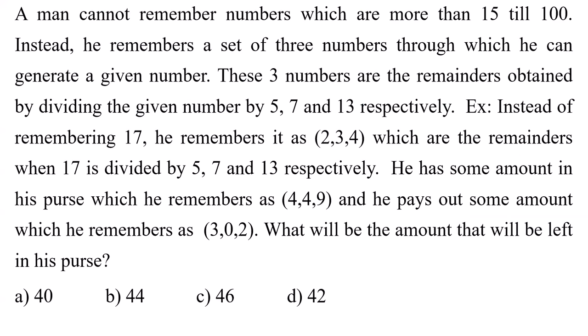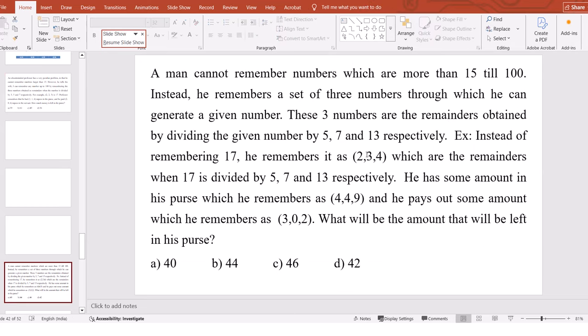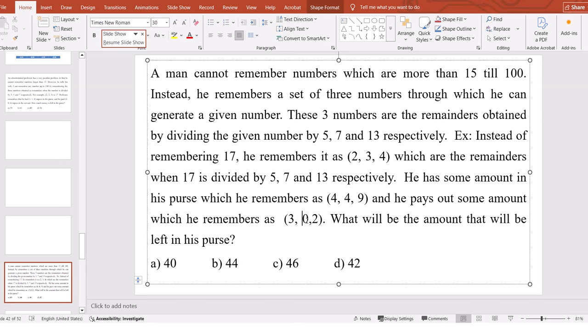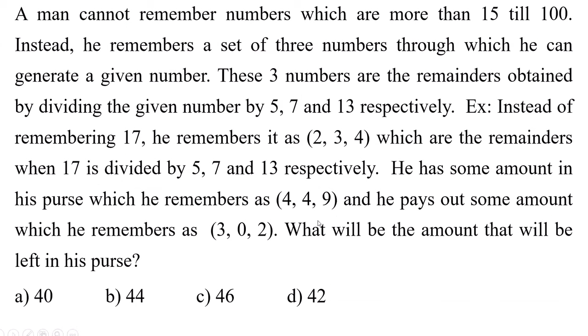Now let me check how many of you are able to solve this next question. Same problem. A man cannot remember the numbers which are more than 15. Now see, you are remembering not divided by 3, 5, 7 now, but divided by 5, 7, 13. Questions you should understand and do, not by hearting anything, because if they change one thing, the entire process will be a problem.